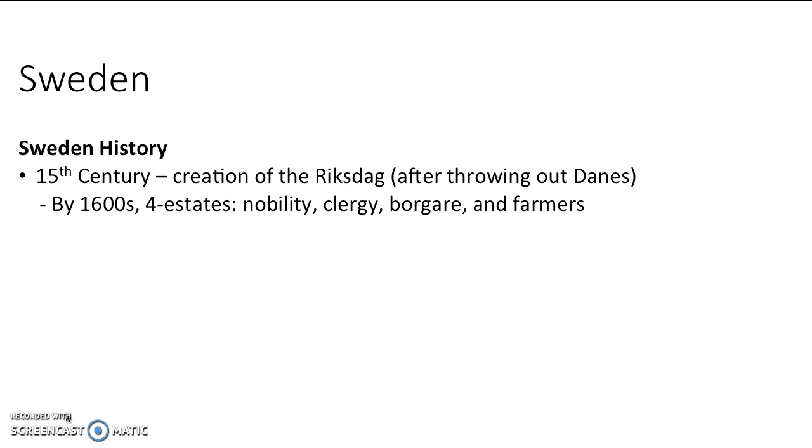By 1600, the Riksdag consisted of four estates. They are nobility, clergy, Borgare, and farmers. Borgare is the Swedish equivalent of bourgeois. The word "bor" comes from Latin, which is castle, and basically Borgare means town people, which comprises working class, doctors, lawyers, teachers, and so on. So these four estates constituted the Riksdag, and they participated in its discussions.